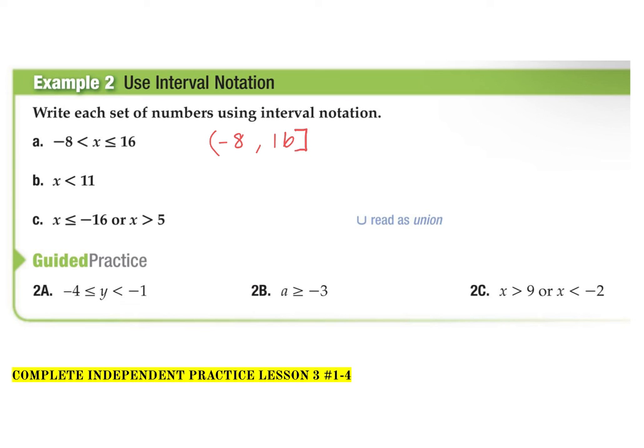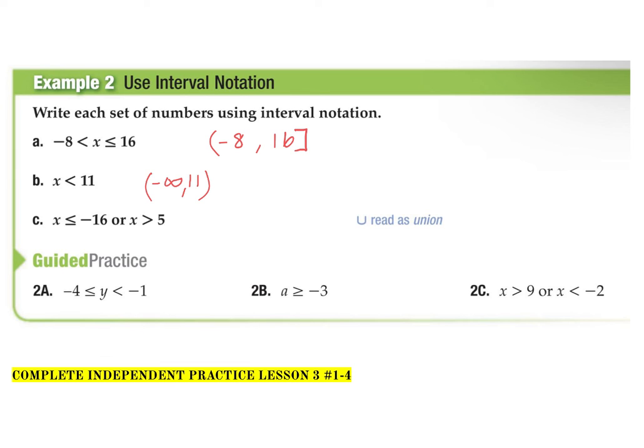For x is less than 11, I am stopping at 11, but x can be anything less than 11, so I have infinite choices, so negative infinity. Because infinity is not bounded, we're going on forever, we're going to use a parentheses, and then we're going to use a parentheses for 11 because it just says x is less than 11.